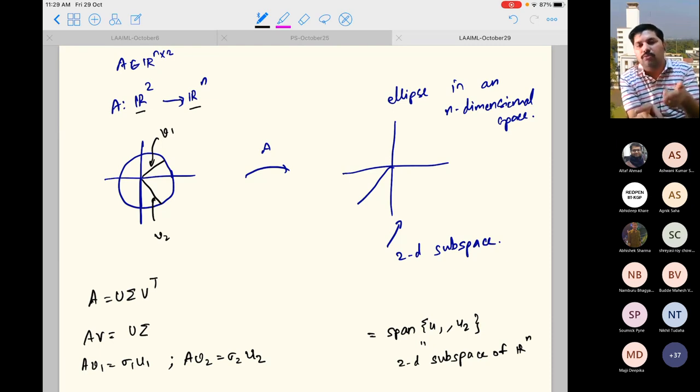If sigma 2 is equal to 0, then you have only one principal direction. If sigma 2 is not equal to 0, but it is really very small, then you are saying that the information in the direction A V2, which is nothing but U2, is not much, right? That second linear combination, A times V2, is not really playing a role. That's the geometry basically that you see behind this singular value decomposition and principal component analysis.